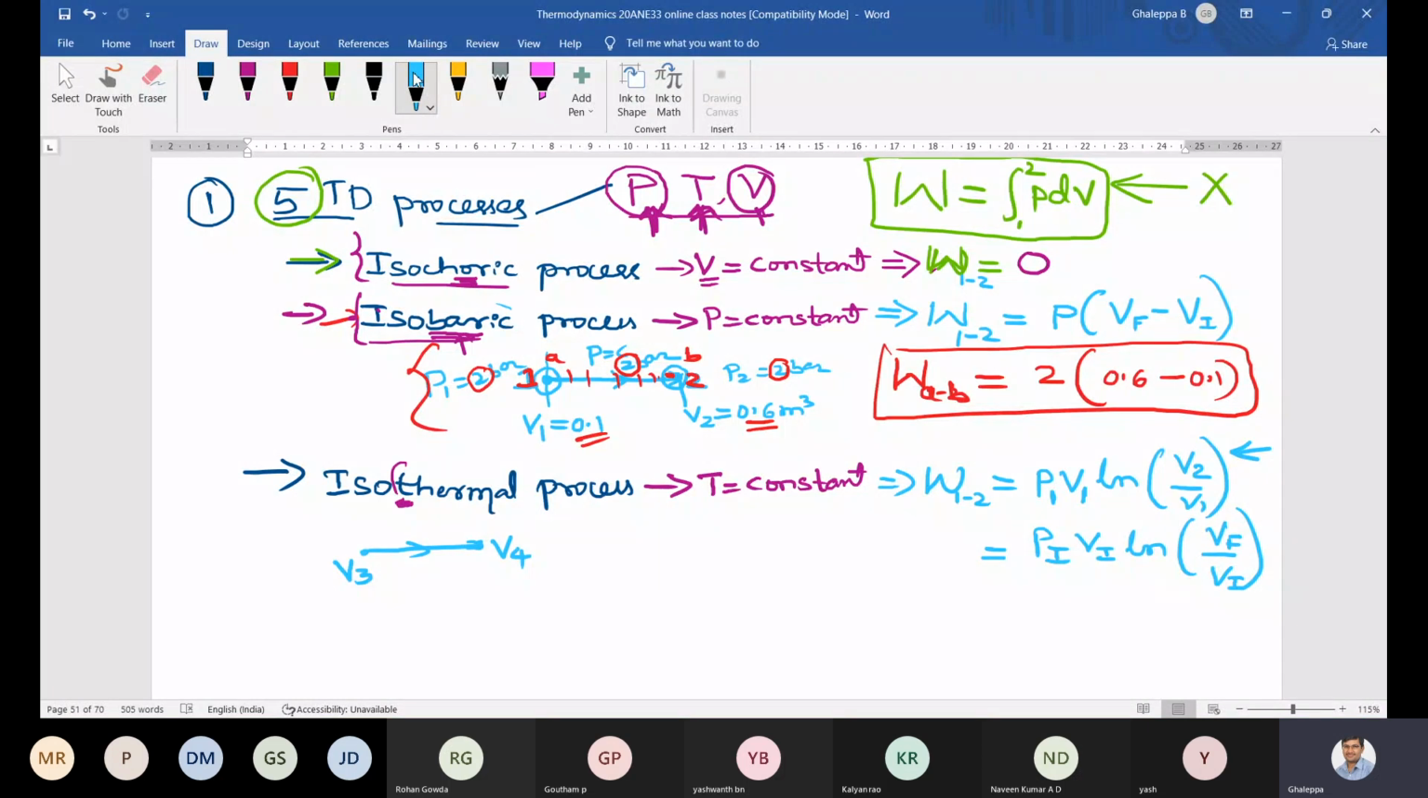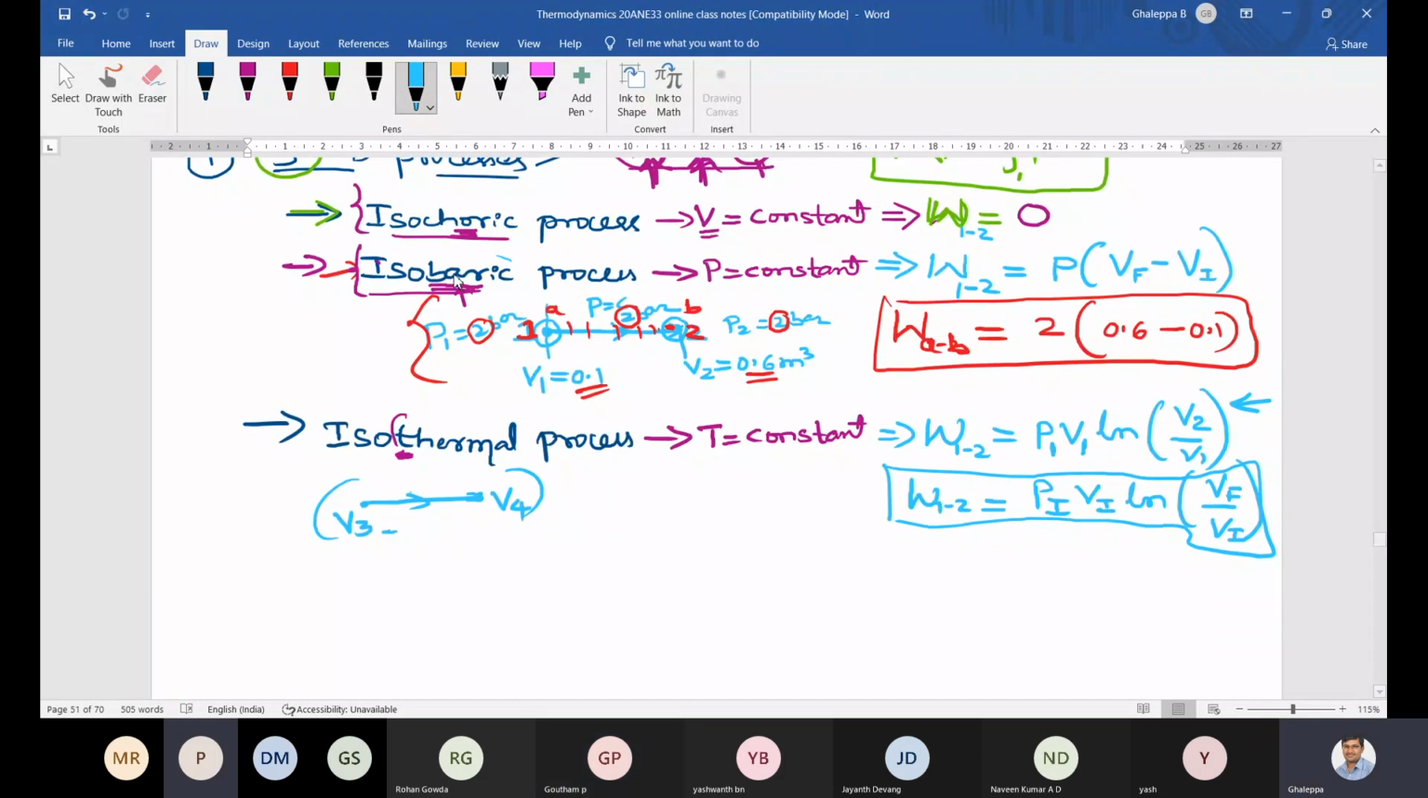Can anybody tell me the expression for work done for this process using this equation? W3 to 4 is equal to P3 V3 ln of V4 divided by V3. Yes, this is how you need to write. So when you are writing an expression for isothermal, first identify which is initial and which is final, and you substitute here.